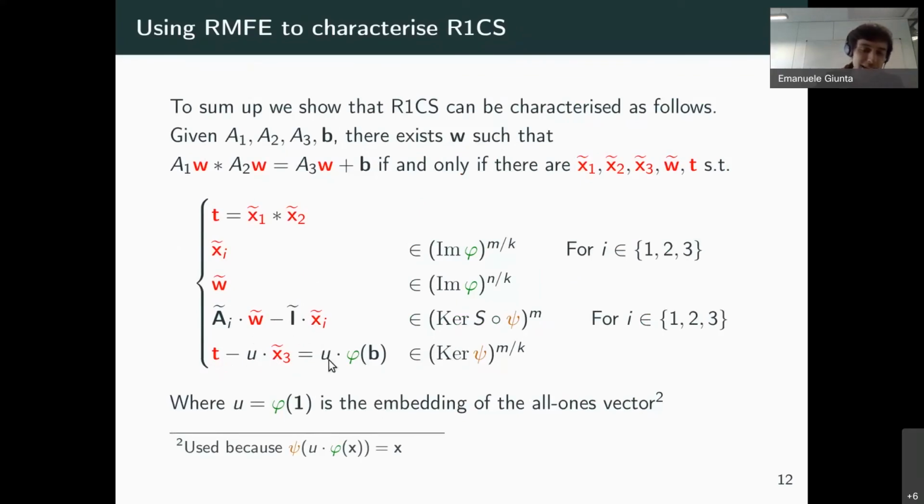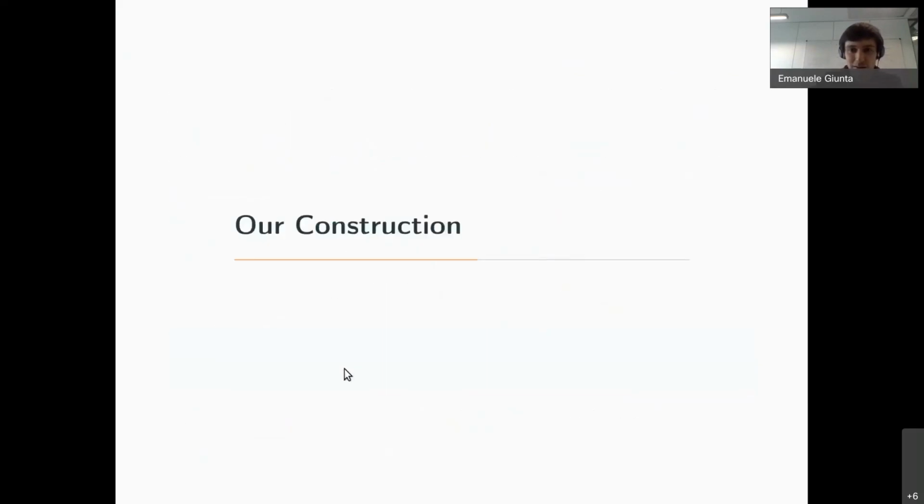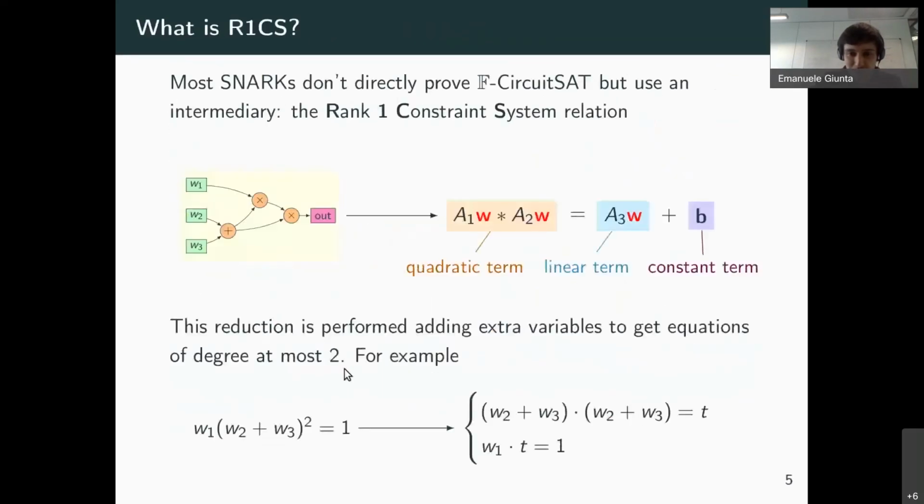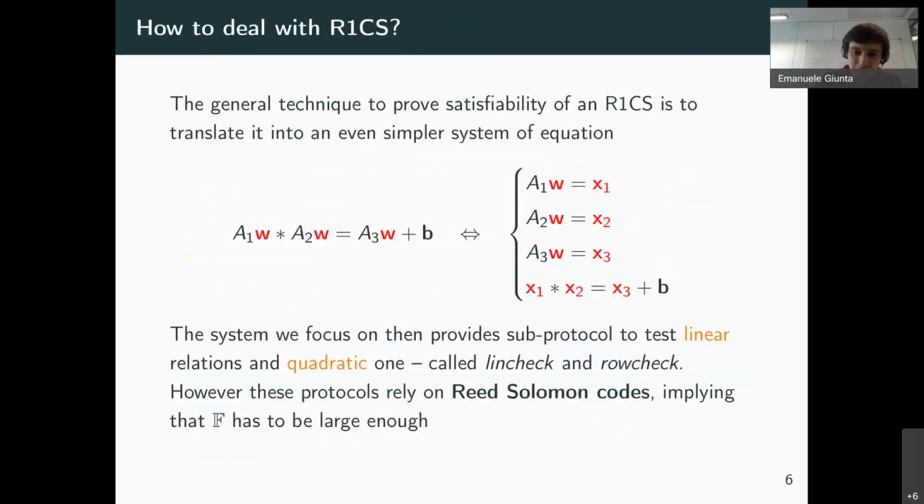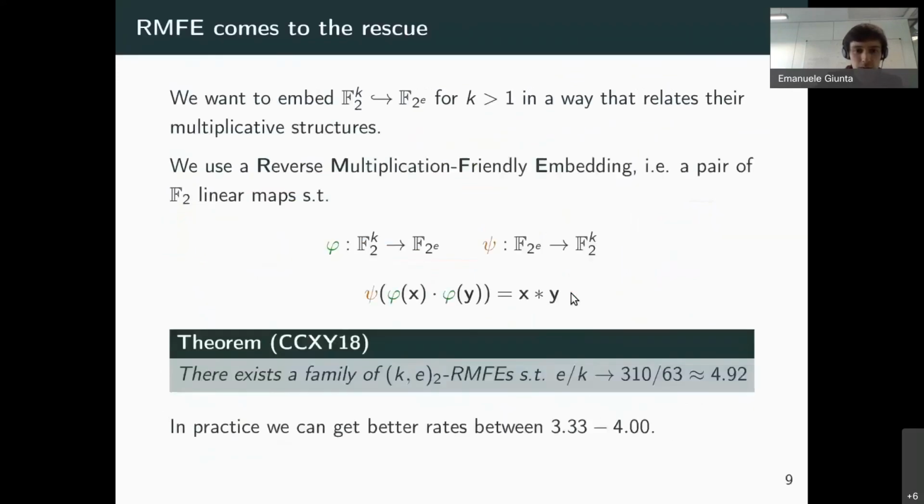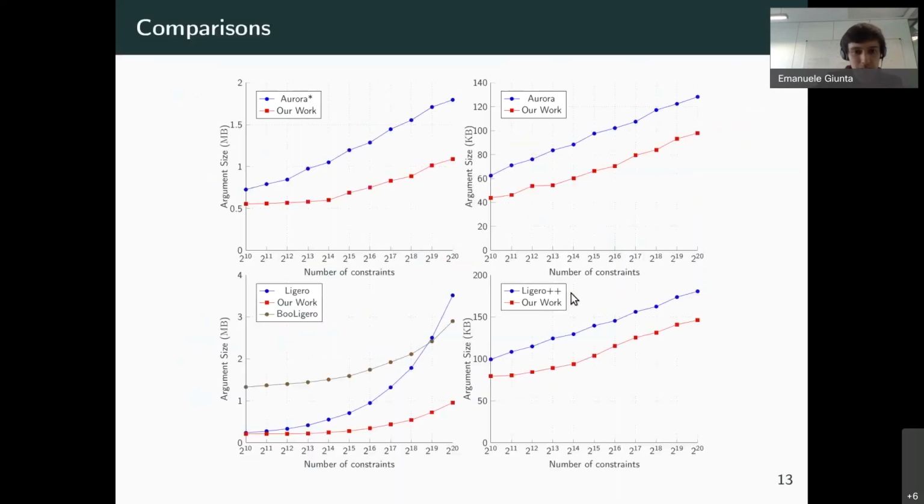And finally, there is a tiny little trick here. So I think I need to go back to how R1CS was defined. Sorry for this little jump. Essentially, there is the last quadratic constraint here: X1 times X2 is equal to X3 plus B. The idea is that if we encode X1 and X2, we can easily recover using psi the Hadamard product of these two. So I'll go back.